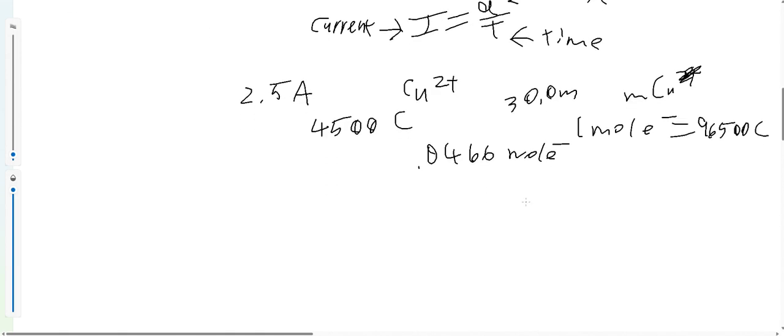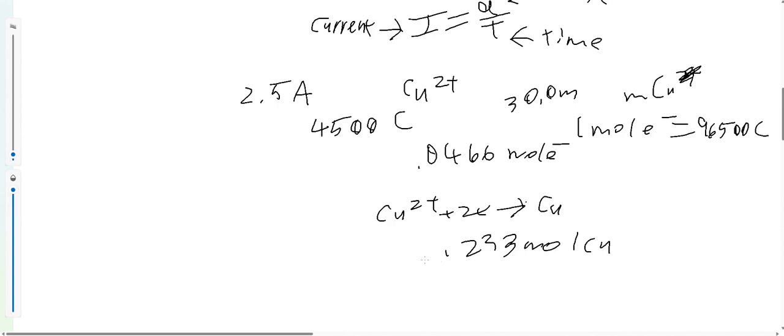So then we can always just write the chemical equation Cu2+ plus 2e- turns into Cu. And again, we see 2 moles of electrons per 1 mole of copper, so we divide by 2. And that gets us 0.233 moles of copper, which you can then multiply by the molar mass to get mass of copper. I just so happen to know that the molar mass of copper is equal to 63.55 grams. You're going to be given a periodic table on the AP exam. Don't worry about memorizing molar masses. Multiply by 63.55, and we get 1.48 grams.